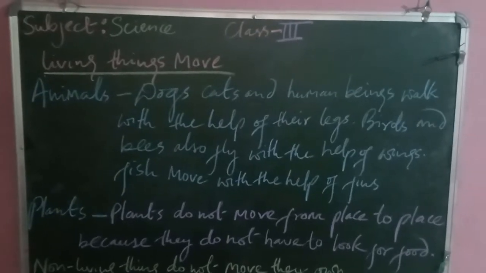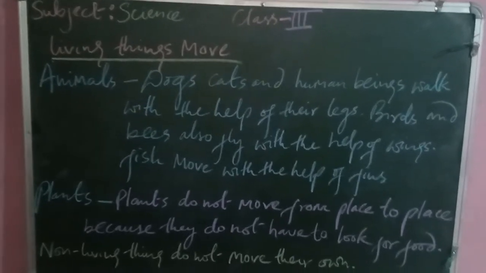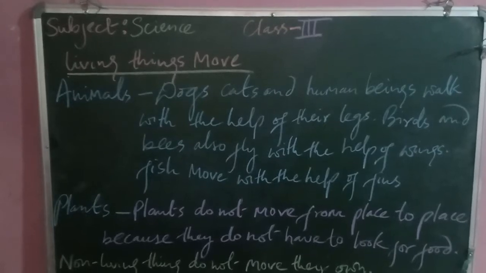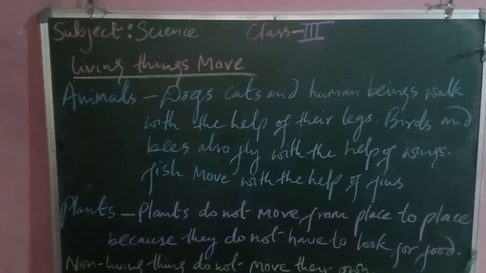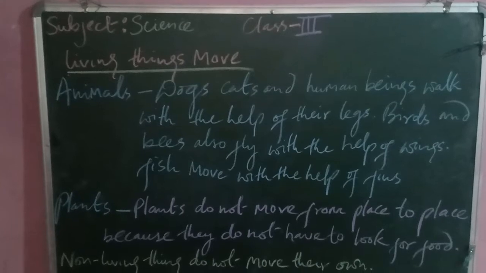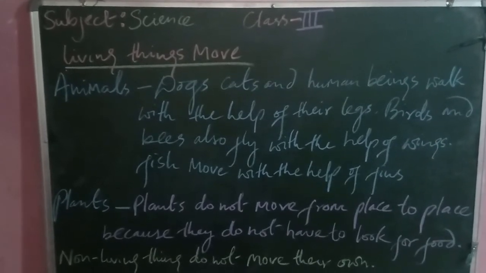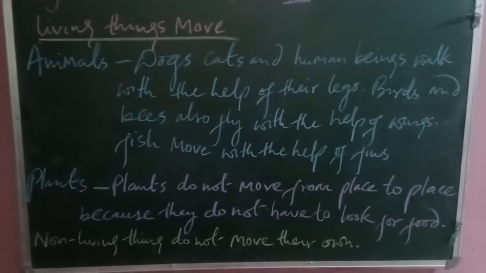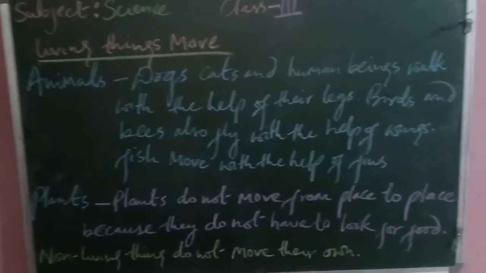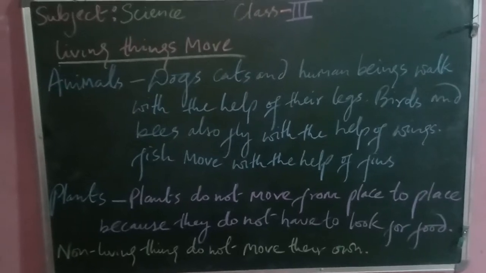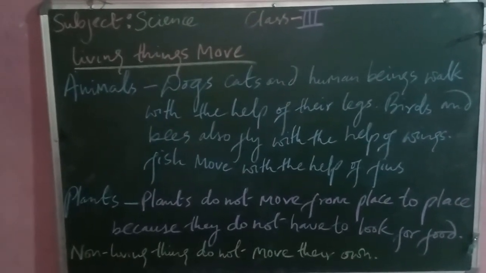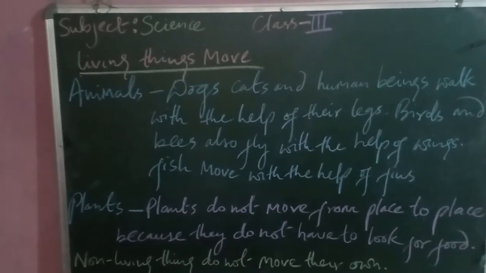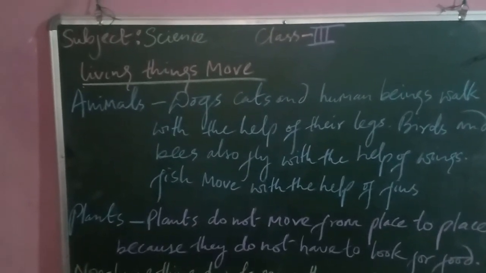The next topic we have is: living things can move. Living things can move on their own. Animals move from one place to another in search of food and shelter. The first one we have is animals. How do animals move? Dogs, cats and human beings walk with the help of their legs. Birds and bees fly with the help of wings. Fish move with the help of fins.